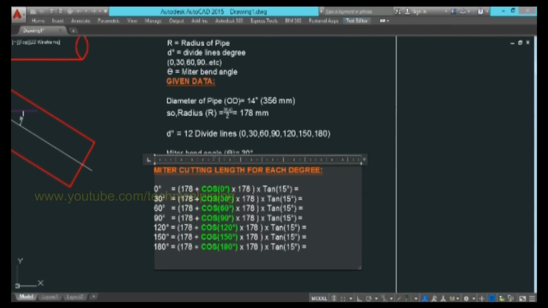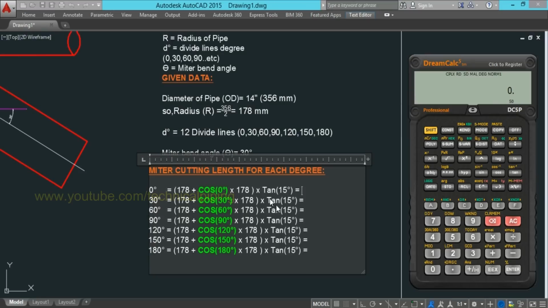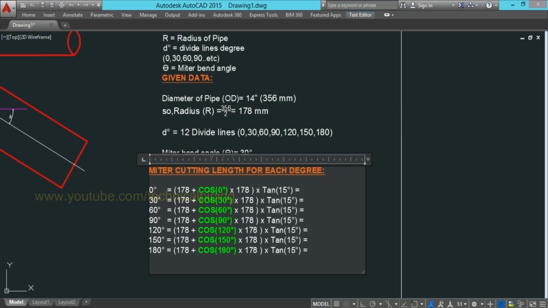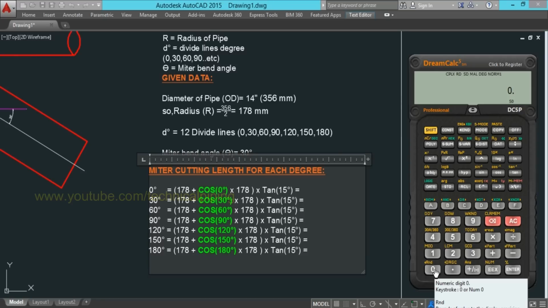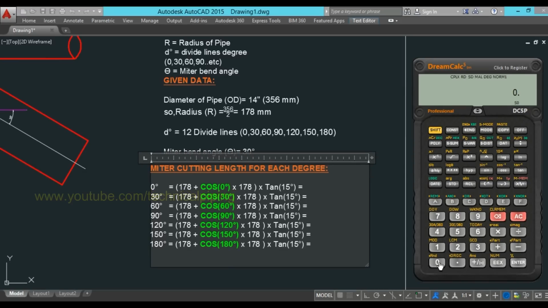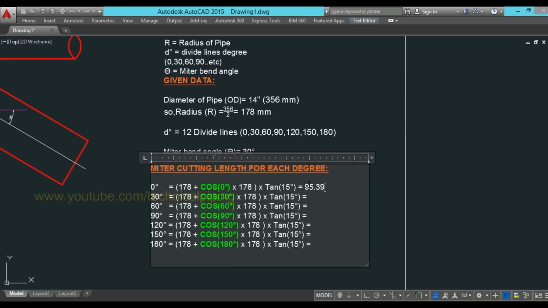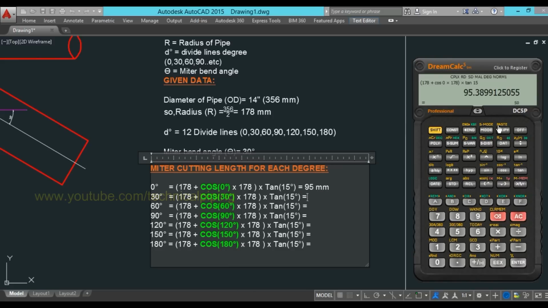Okay, now using the above formula and data, we can find the cutting length for each divided degree. Enter all the data in a scientific calculator, and note down the values. For example, here I enter the data to find the cutting length for 0 degree. And the answer is 95 millimeters. Similarly, calculate the cutting length for all degrees, like 30, 60, 90, 120, 150, and 180. The value is equal for opposite quadrant degrees also.